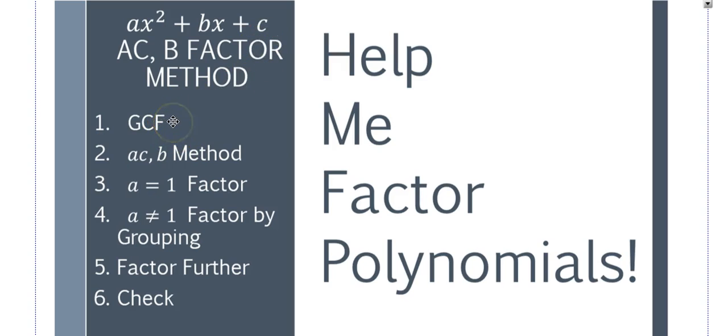So here are my steps. I want to find a GCF, a greatest common factor, and see if I can factor it out. Again, I'll use the ACB method, where the product is AC, and the sum needs to be B. If A equals 1, which is this type of video, then I will go right into factoring. If A doesn't equal 1, then we use factor by grouping. Check out my other video on factoring by grouping.